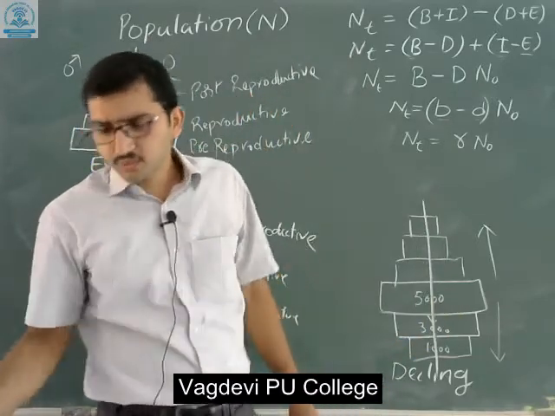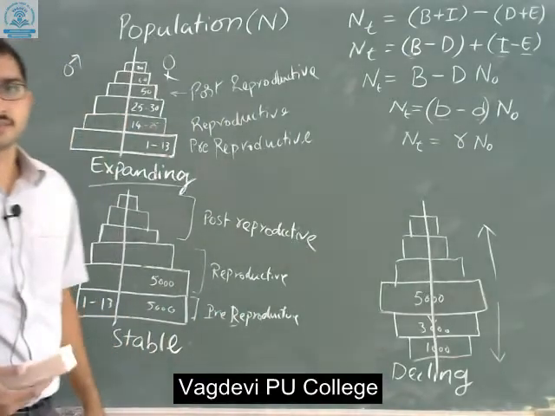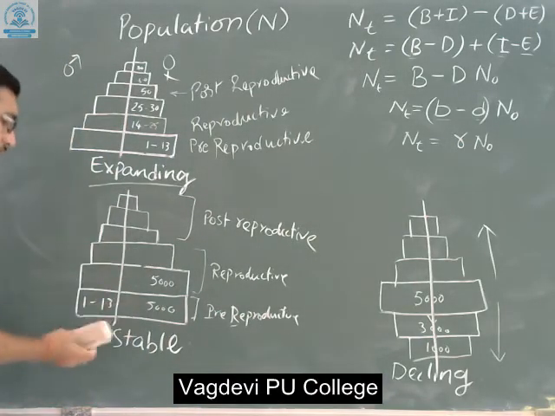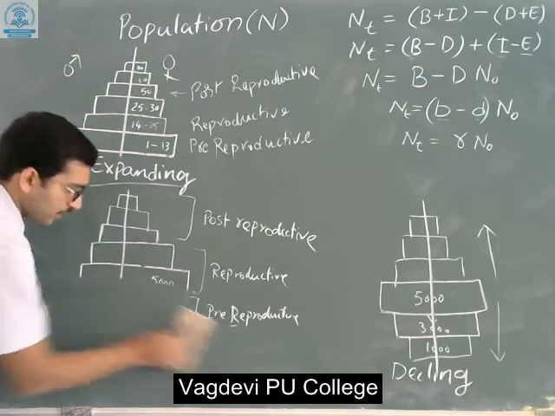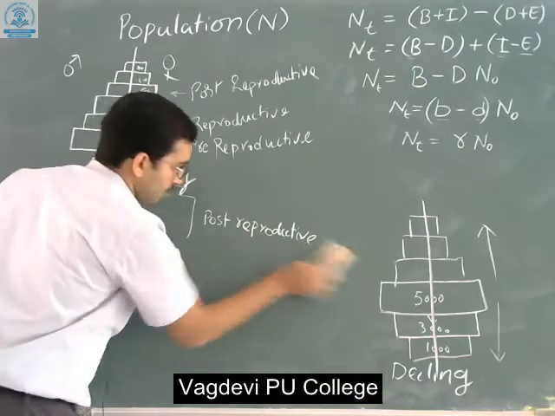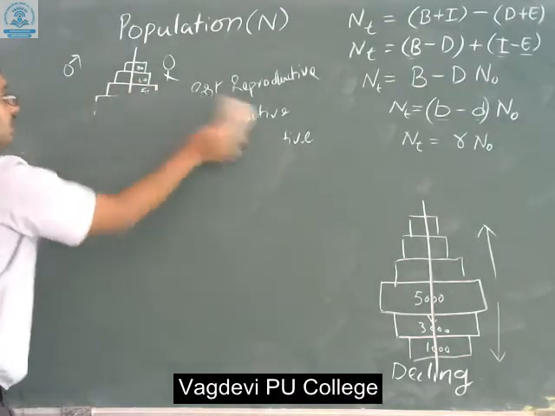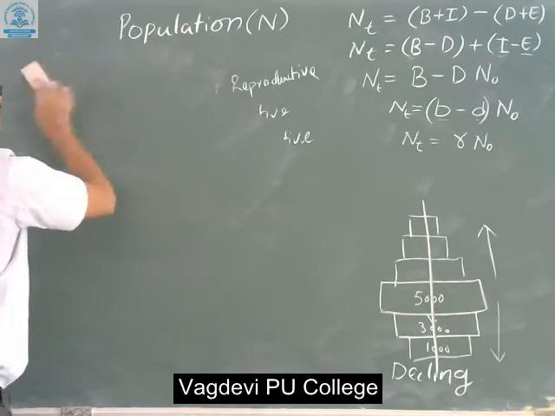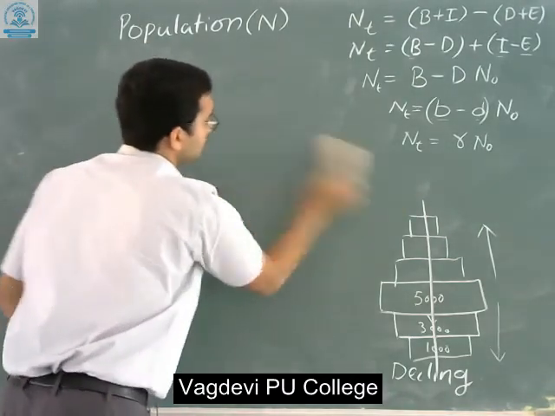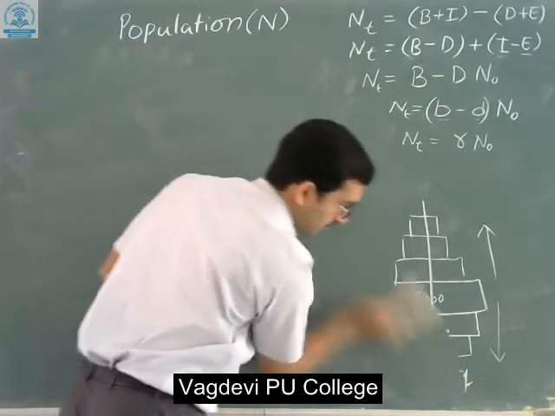Now let's continue with population density. As you know, population density can also be expressed in a graphical manner. Let's see how population density can be represented graphically.